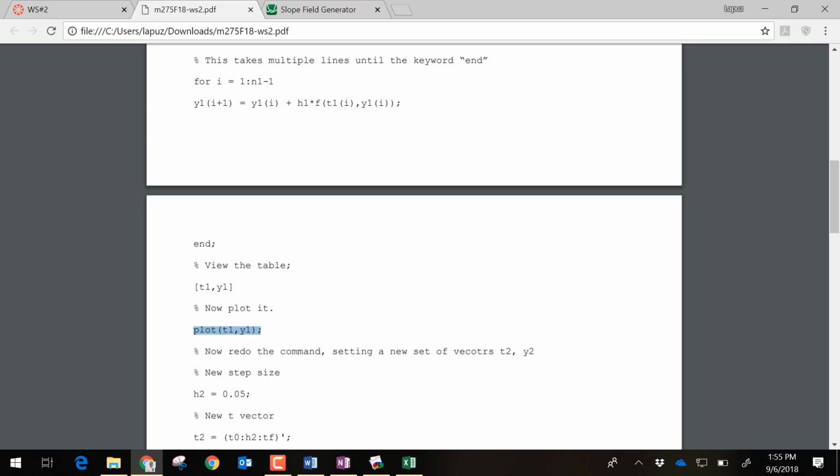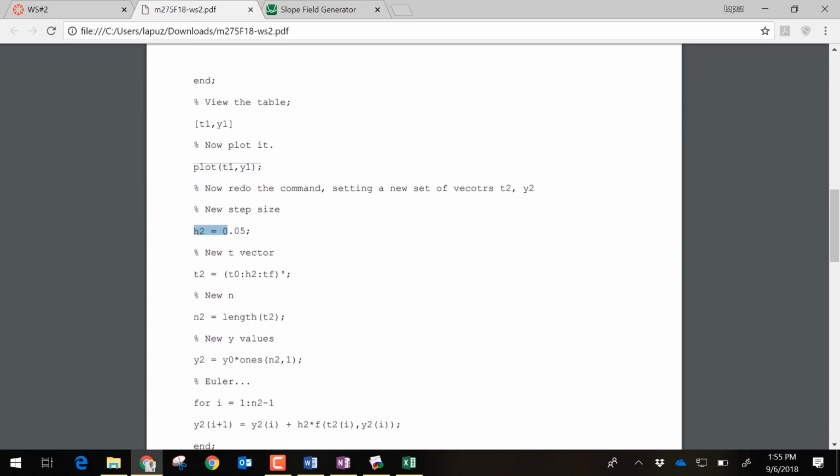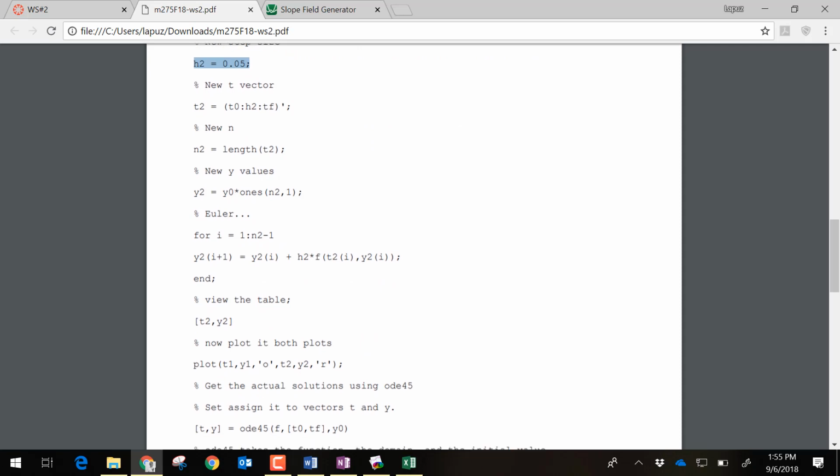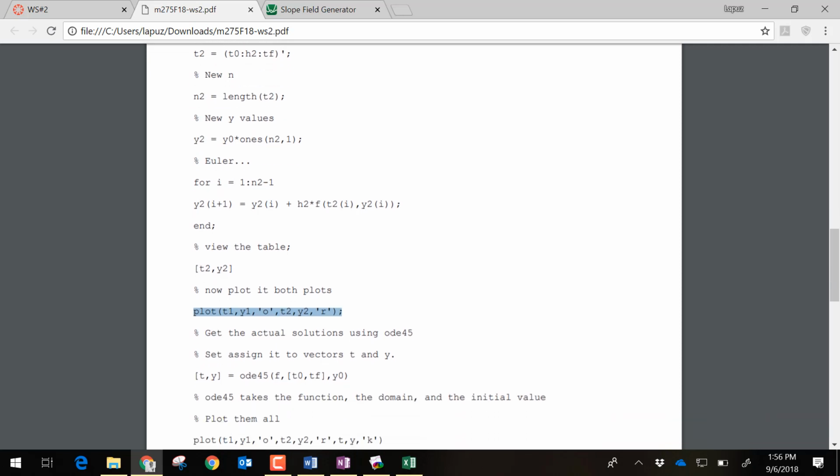And then you're going to do another set of numbers using a smaller step size. Go through the same process, and now you're going to plot two of them. If you look at this, you should be able to see the difference between the two plots. The O and the R: R is red, the O is a symbol. You're going to have a bunch of O's in your graph. Okay?